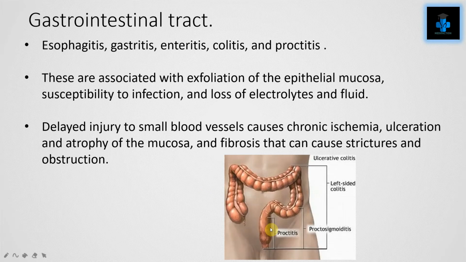Esophagitis, gastritis, enteritis, colitis, proctitis, etc. These are associated with exfoliation of the epithelial mucosa, susceptibility to infection, and loss of electrolytes and fluid. Delayed injury to small blood vessels causes chronic ischemia, ulceration and atrophy of the mucosa, and fibrosis that can cause strictures and obstruction.